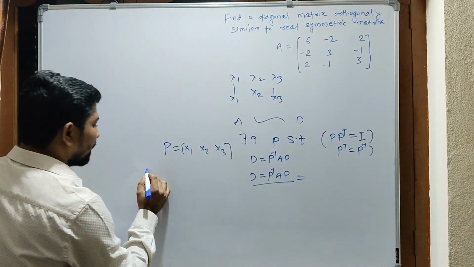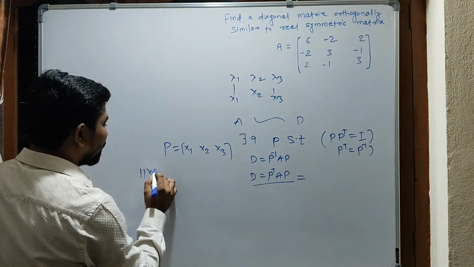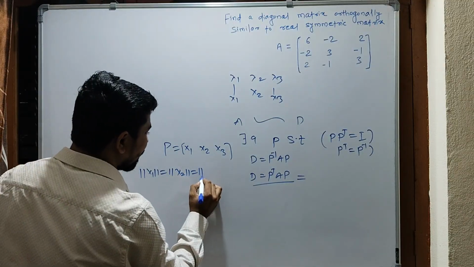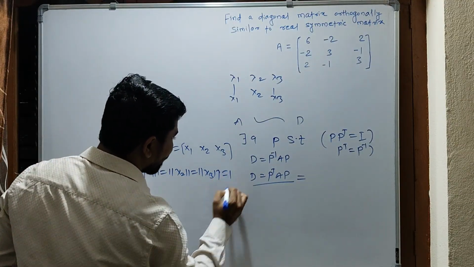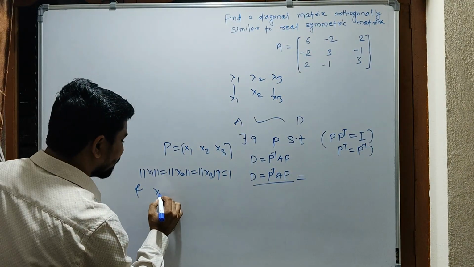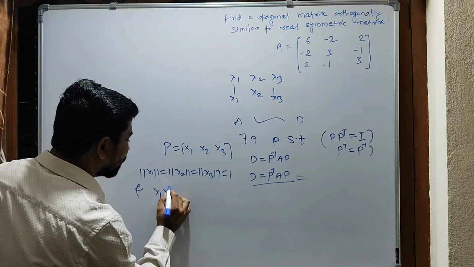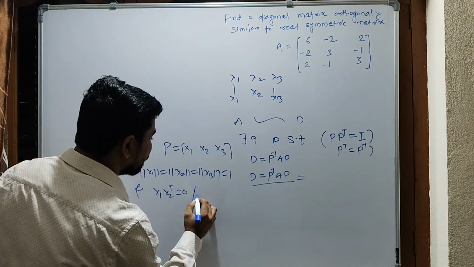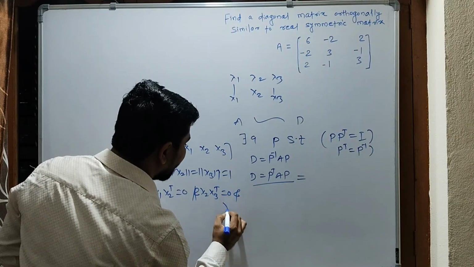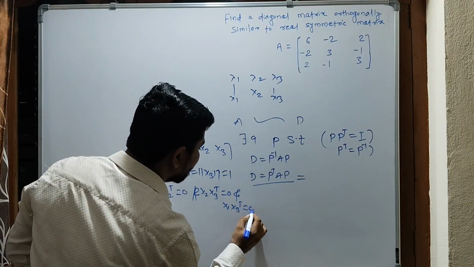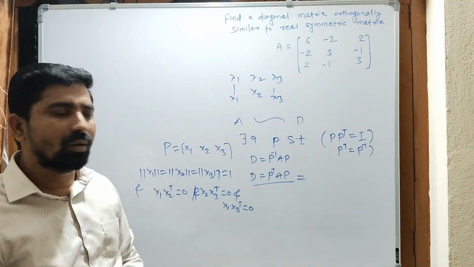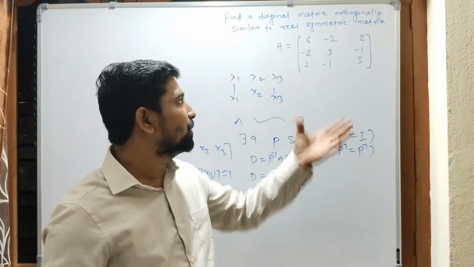That means the norm of x1 is the same as the norm of x2, the same as the norm of x3, which is equal to 1, and x1, x2, x3 are mutually perpendicular. That means the product of x1 and x2 transpose is 0, x2 and x3 transpose is 0, and x1 and x3 transpose must be 0. These three vectors x1, x2, x3 are mutually orthogonal. That is what we have to find by using this matrix A.